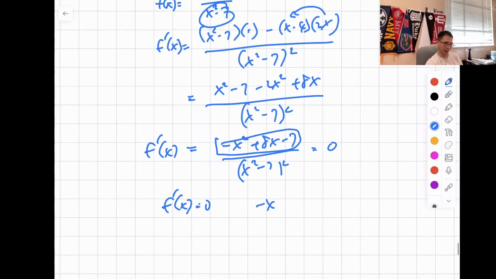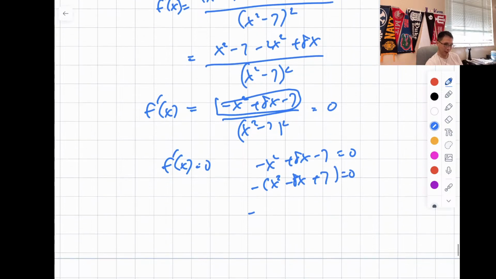So then you say negative x squared plus ax minus 7 equal to 0. Take out the negative sign, it's going to be x squared minus ax plus 7 is equal to 0. Factor that, so it's going to be x minus 7 and x minus 1. x equal to 7, x equal to 1. So there we go, this is the horizontal tangent.